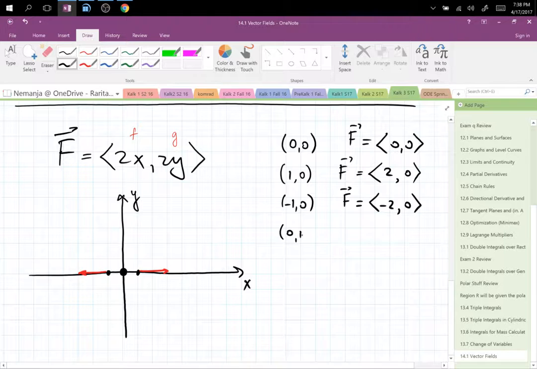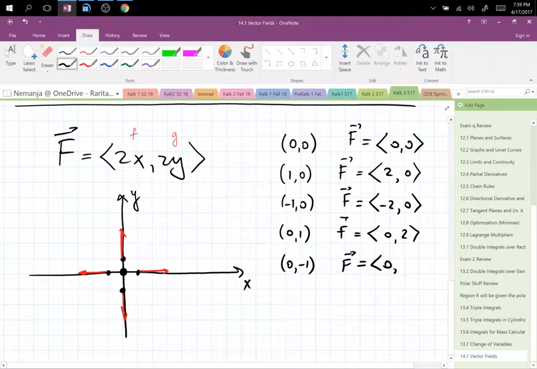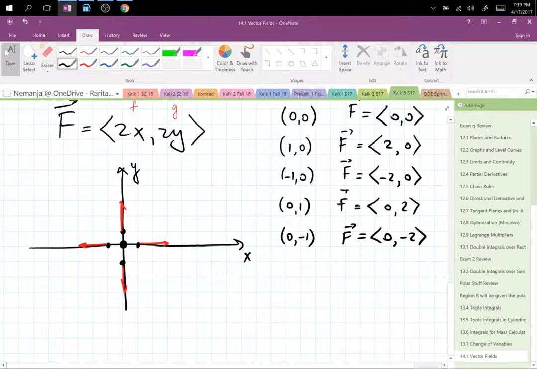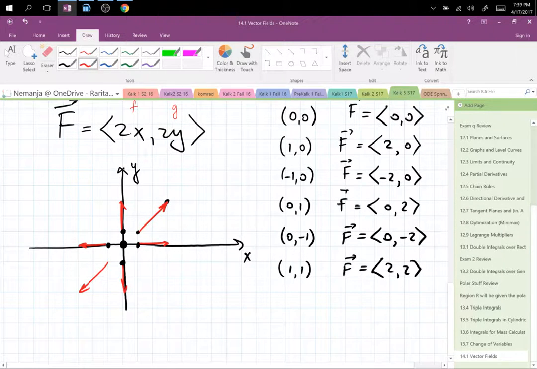How about 0, 1? It will be a 0, 2 vector. So that's this. And then by the same process, for 0, negative 1, it will be 0, negative 2. Great. Now, how about if I have 1, 1? It will be 2, 2. So it looks like it's going to look like this.